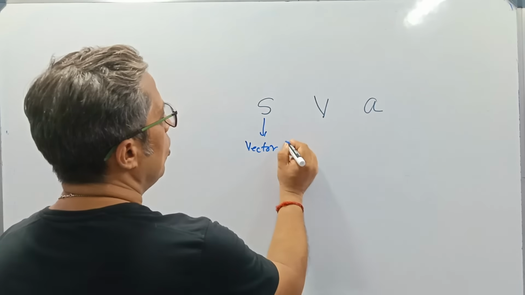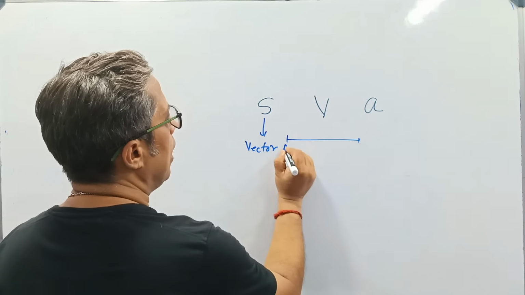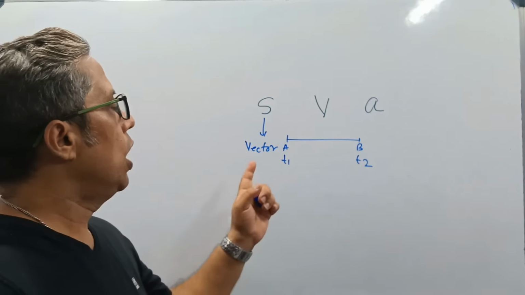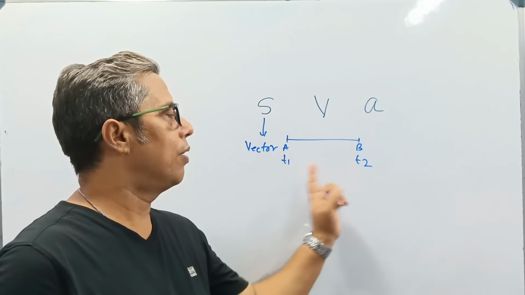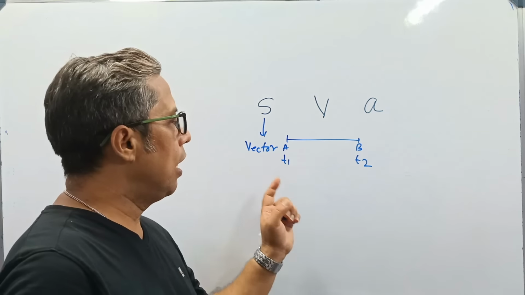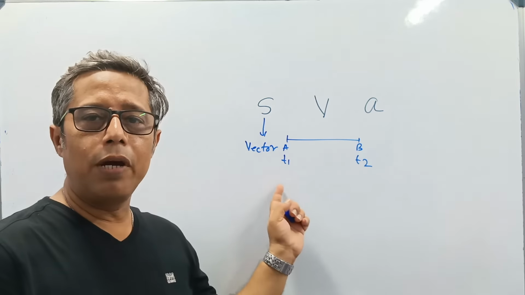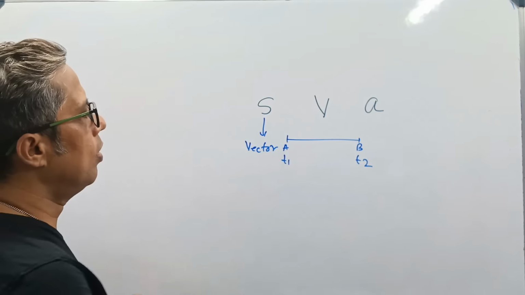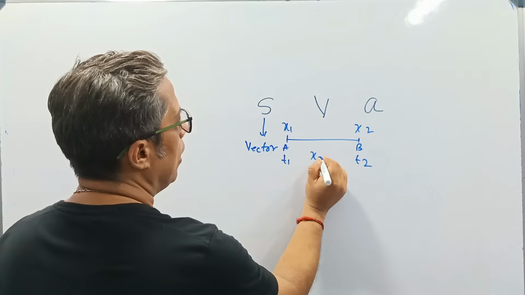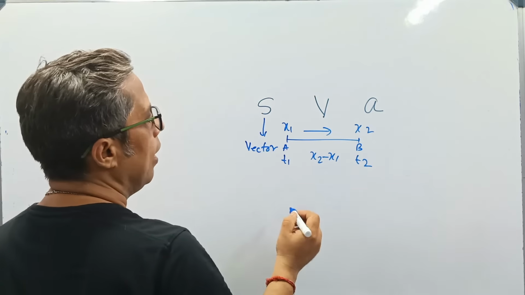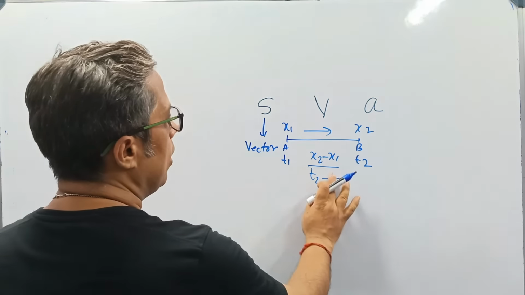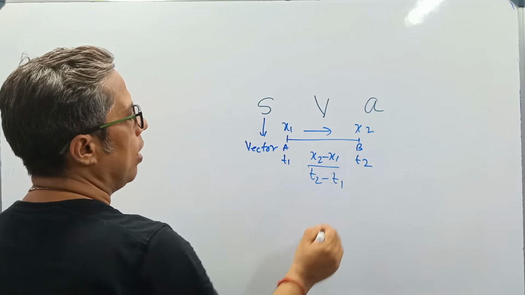Now what is velocity? Let's say an object is at A at time t1, and at B at time t2. You travel from A to B. It took time t1 to t2. That means, in the language of physics, you have changed your position from A to B. So what will be your displacement? If this is x1 and this is x2, your displacement will be x2 minus x1 in this direction. And how much time did it take? t2 minus t1. So in t2 minus t1 time, you are traveling x2 minus x1.